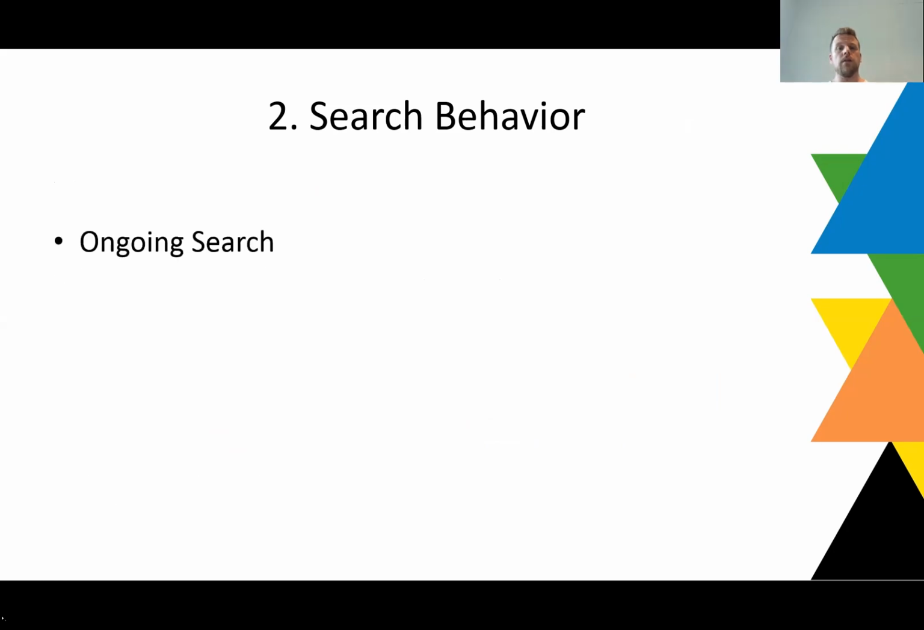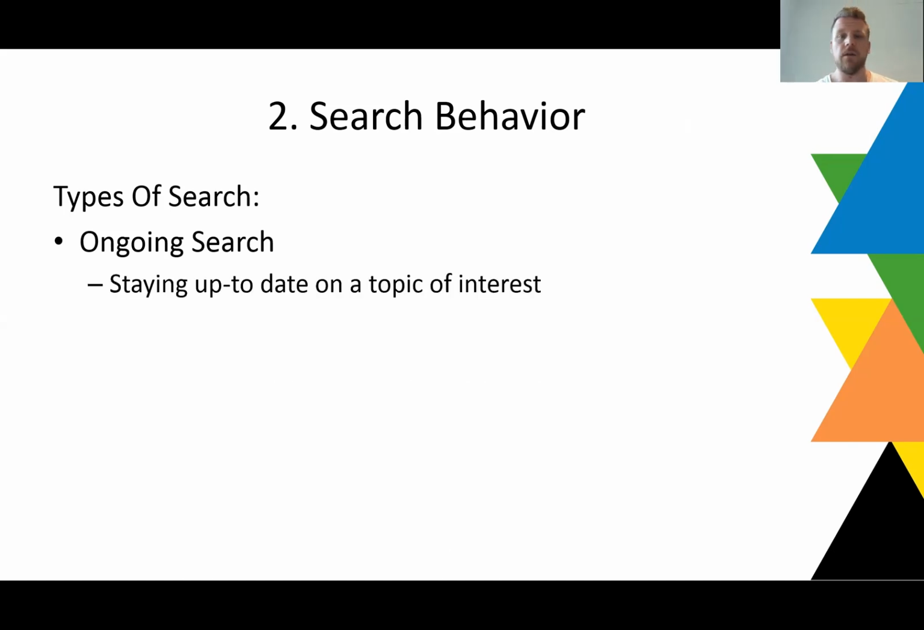On the other hand, we have 2 different major types of search. On the one hand, there's the so-called ongoing search. And this is basically a search process that, as it's labeled, is ongoing. It means that we're staying up to date on a topic of interest, on a product category, on a service, on any type of topic that we are interested in, and consistently update ourselves, right? So this might even happen automatically as a part of the daily routine.